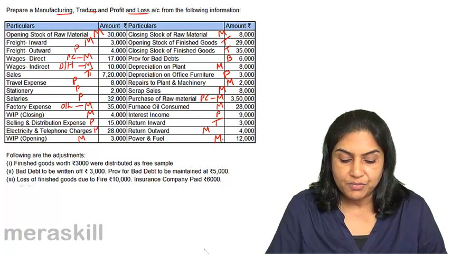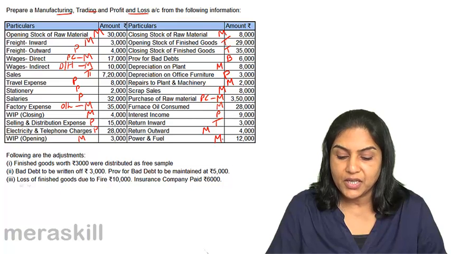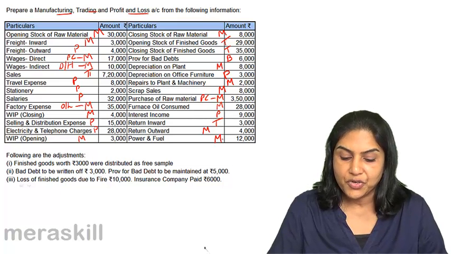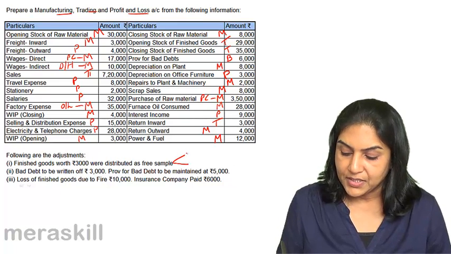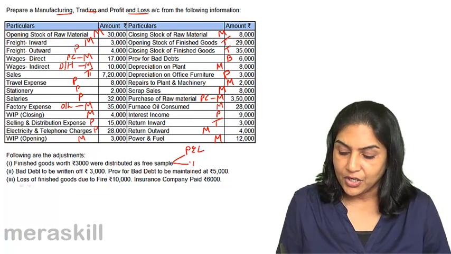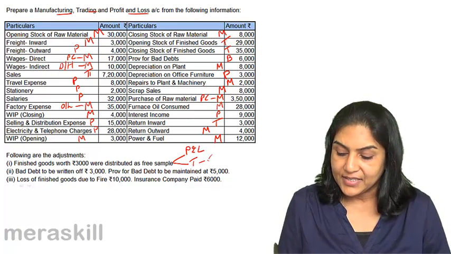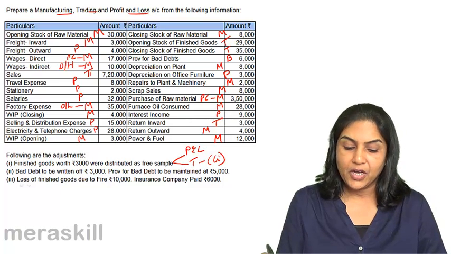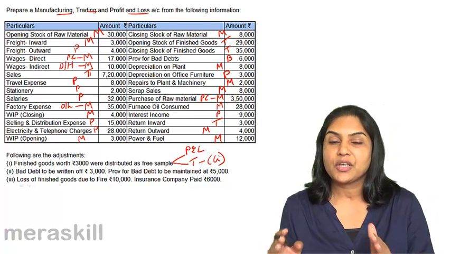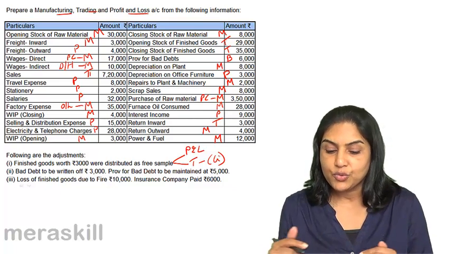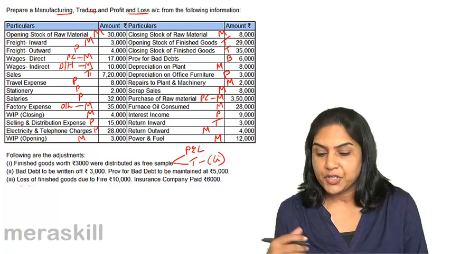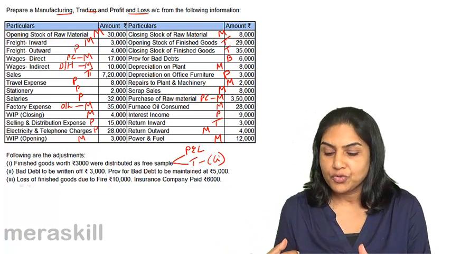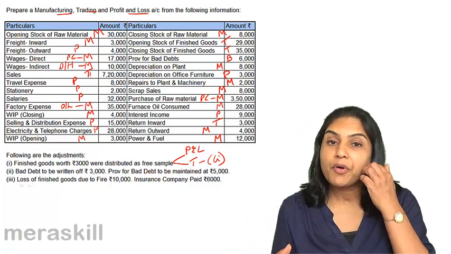Following are the adjustments. Finished goods worth 3,000 were distributed as free sample. So what will happen to this? This will go to two places. One will be the profit and loss account and the other it will go to the trading account credit side. Because finished goods of 3,000 were not used for sales, they were used for distribution as free sample. Therefore, they will go out of purchases or out of cost of goods produced and they will go to the profit and loss account.